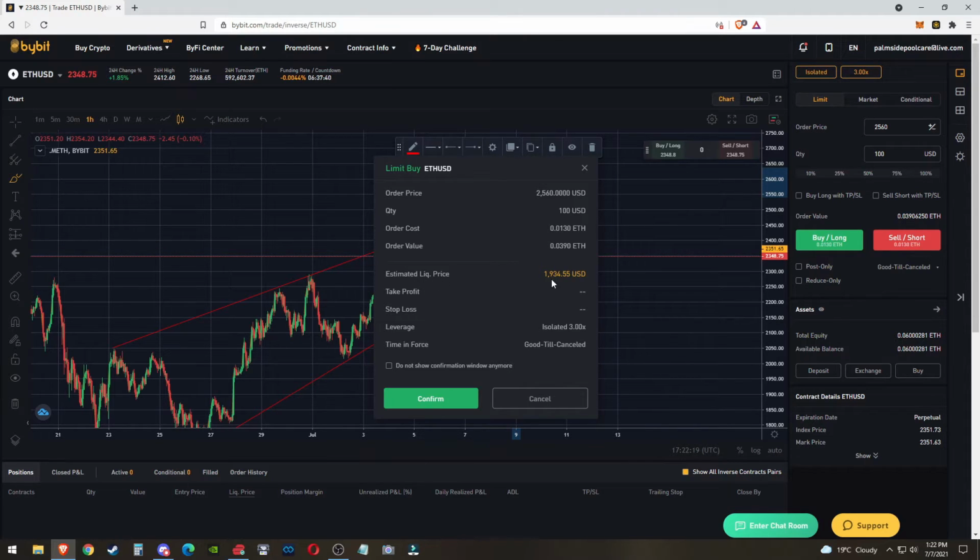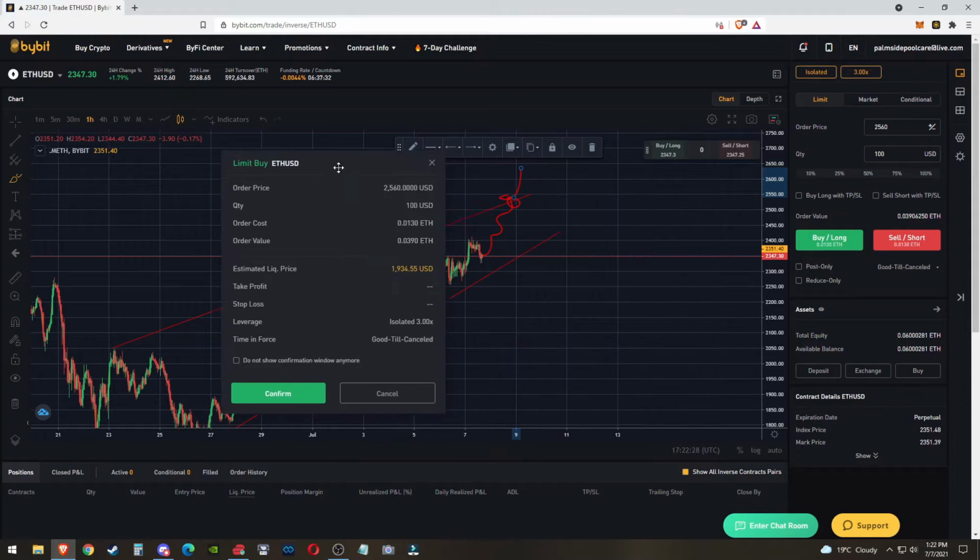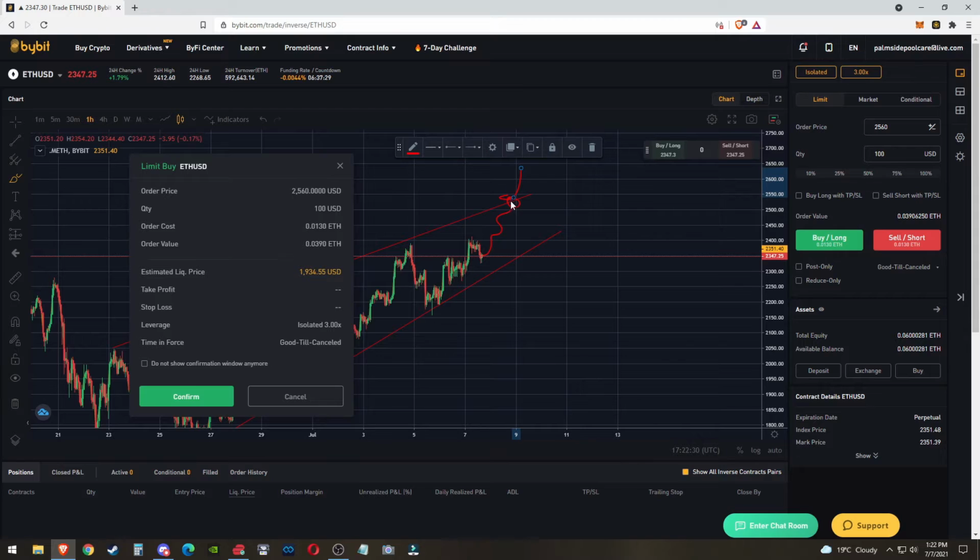You could end up losing a lot of your funds or all of your funds if you're not careful. So liquidation is going to be 1934. That basically means when I place this limit order here, and once it executes, if the price of ETH was to drop down here around 1935, let's say somewhere down in here, I would get liquidated.